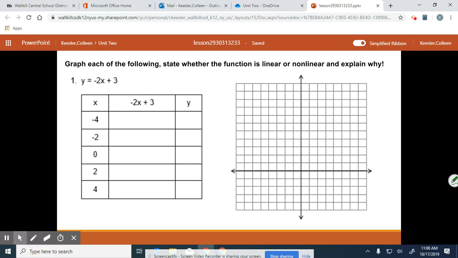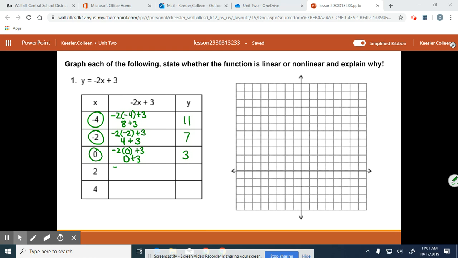So to use the table, we start by plugging in the x values to get out the y values. The x is the input, the y is the output. So we have negative 2 times negative 4 plus 3, which is 8 plus 3, or 11. Then we plug in the negative 2. So that's negative 2 times negative 2 plus 3, which is 4 plus 3, or 7. Then we plug in the 0. So that's negative 2 times 0 plus 3. So that's 0 plus 3, or 3, which will be our y-intercept.